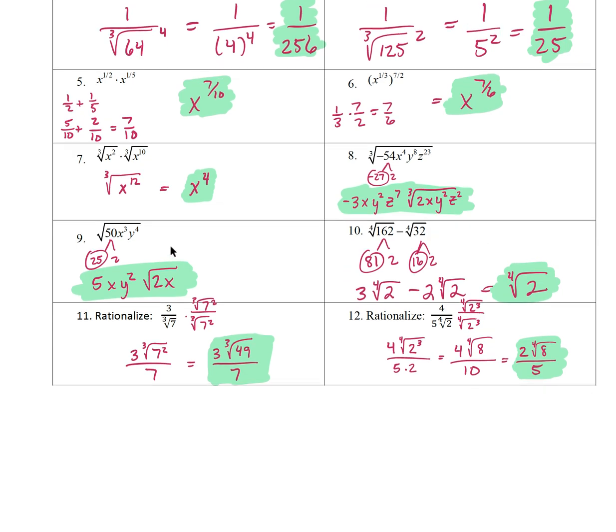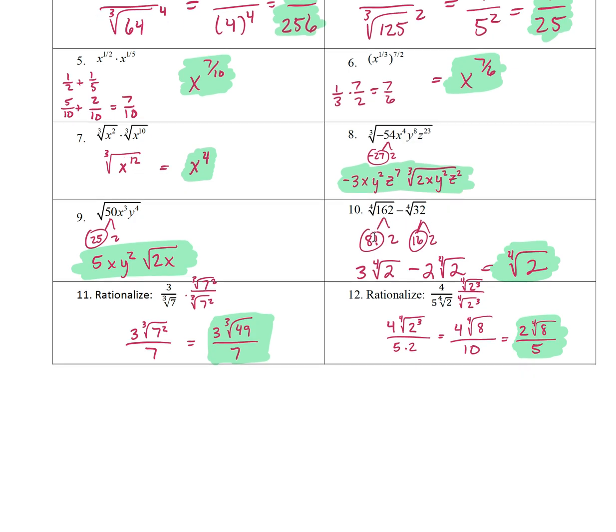9, we're just taking square roots, so break up 50 into the squares, 25 and 2, and then we can take out 2 of the x's and all 4 y's, leaving behind the 2 and 1 of the x's. 10, if we're going to add and subtract things, they got to be perfect, meaning they got to be an absolute match. And so let's take the 4th root of 81, the 4th root is 16, and we get 3 4th roots of 2's minus 2 4th roots of 2's, which is just 1 4th root of 2, which is why we get this.